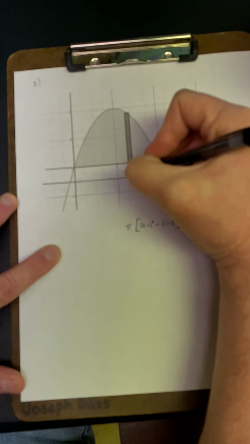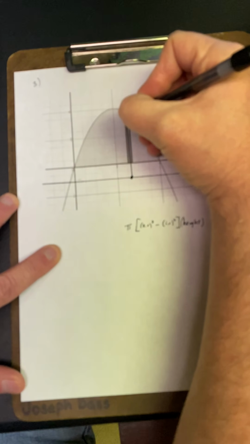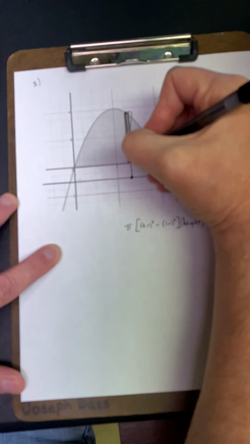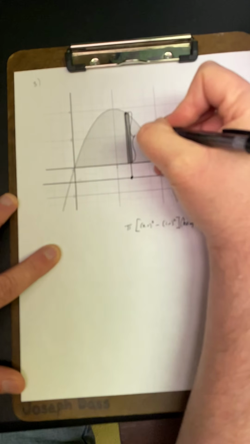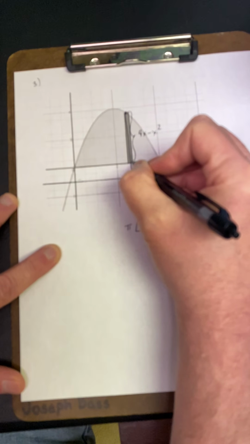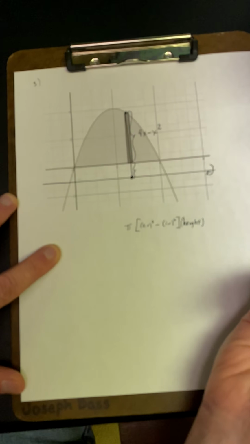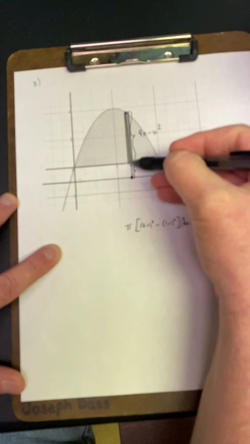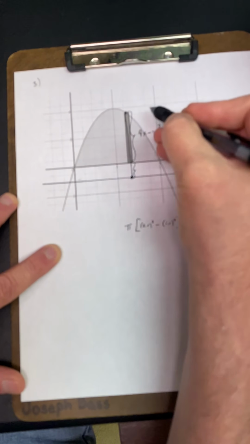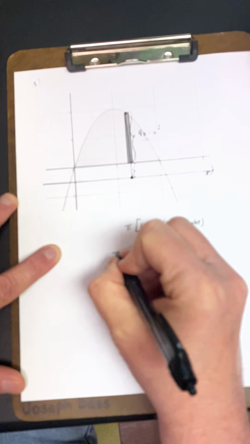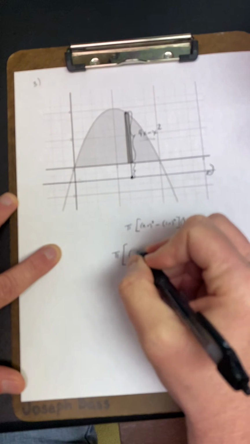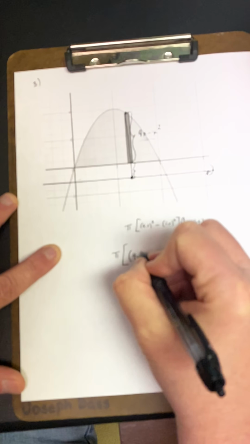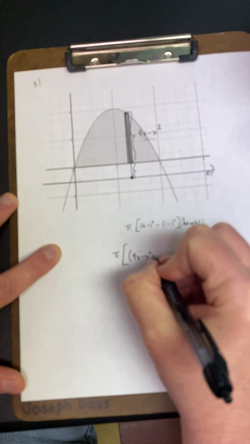The outer radius is from here all the way up there. I already know that distance. I've used it a couple of times in here. That's 4x minus x squared. This distance is always 1. From here to there is 1 plus the distance from the axis to the function. So I've got pi times the outer radius, the function plus 1, minus x squared plus 1.